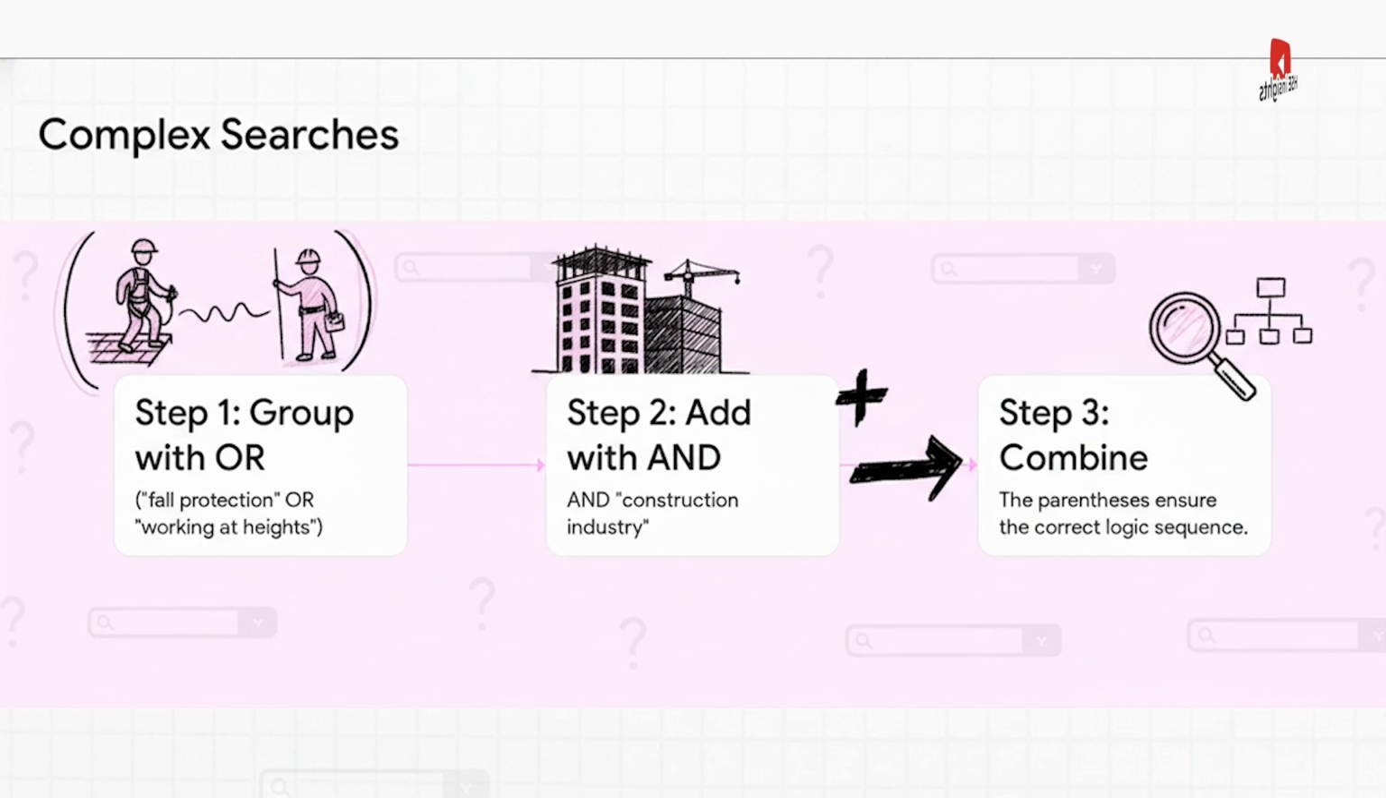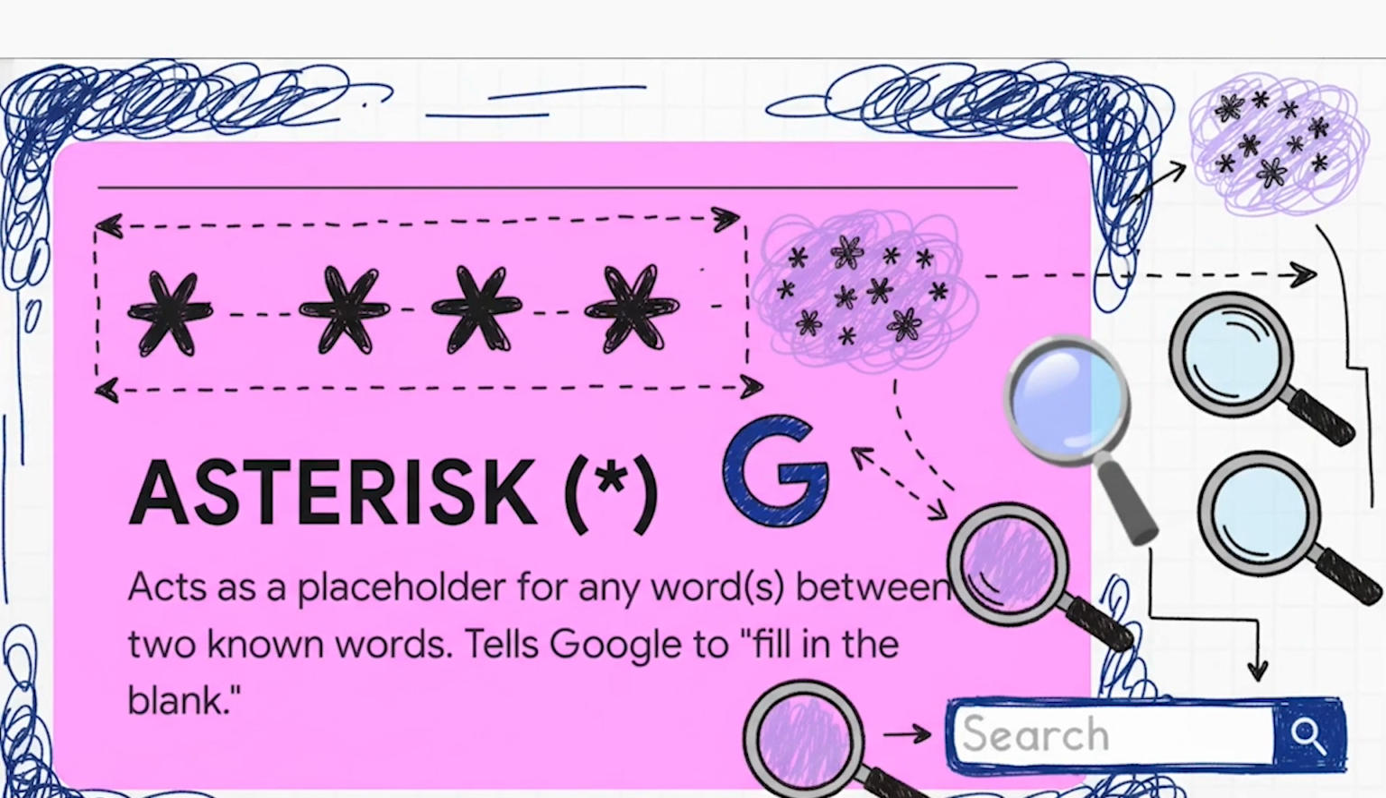Now for a super flexible, kind of fun tool, the asterisk. Just think of it as a wild card or a fill-in-the-blank. It's perfect for those times when you know the start and end of a phrase, but you're not totally sure what words might be in the middle, or you want to see all the different possibilities.